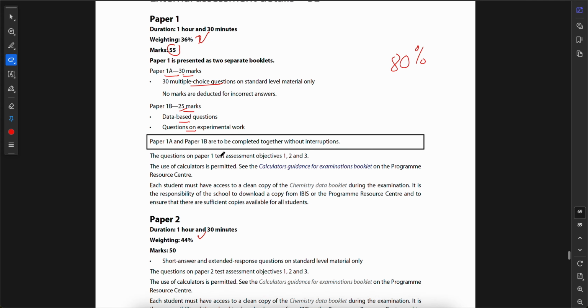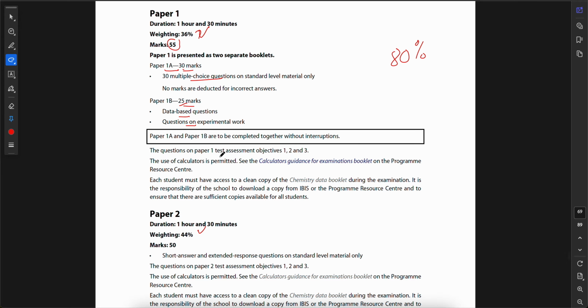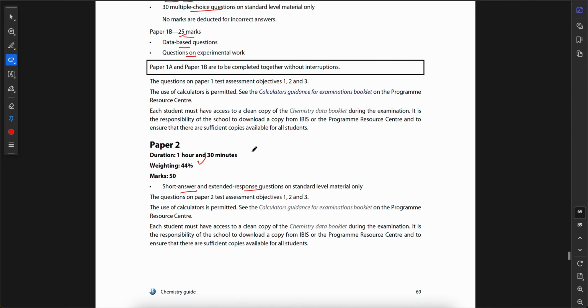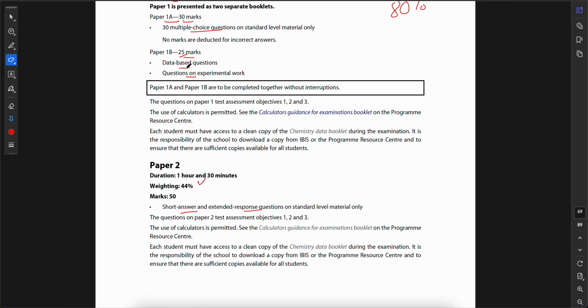And for paper 2, for SL, it consists of short answer questions and also extended response questions. Before that, let me just talk about paper 1B, I forgot to talk about it. So, database questions and questions on experimental work.